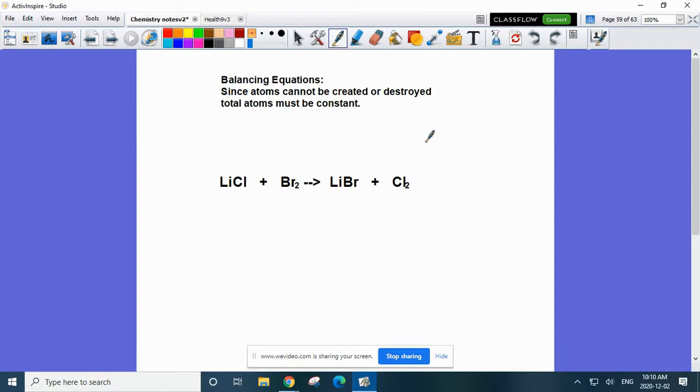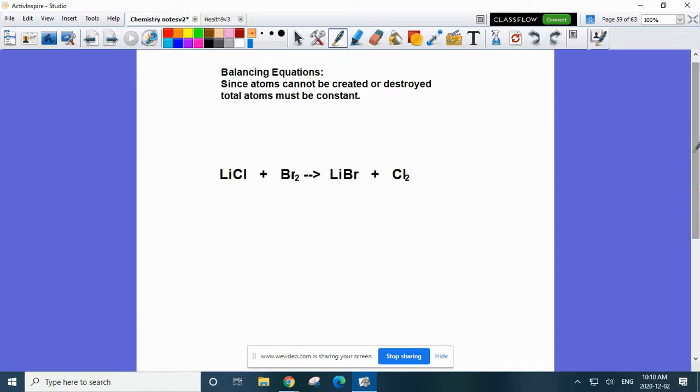And then finally, I'm going to go through and show you how to balance equations. This is grade 10 material. So if you don't want to watch this, you don't need to. So basically, atoms cannot be created or destroyed, and total atoms have to be constant. That means the number of atoms you start with should be the same as the number of atoms you finish with. The amount of mass you start with should be the same as the mass you finish with.